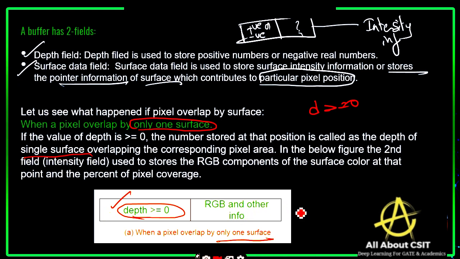Here in the figure, the second field is the intensity field. This intensity field is used to store the RGB components, that is the red, green, blue components, of the surface color at that point and the percent of pixel coverage. It is used to store the complete surface intensity information. So this is when a pixel overlaps only one surface.